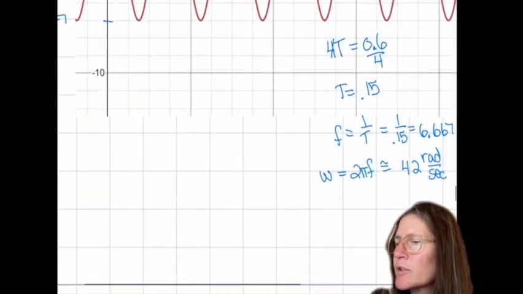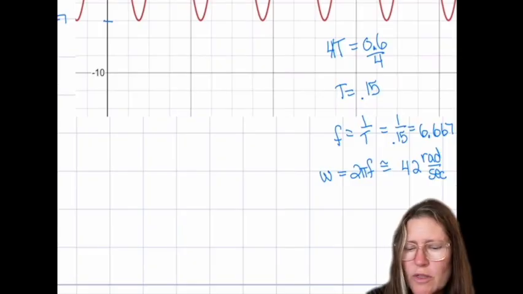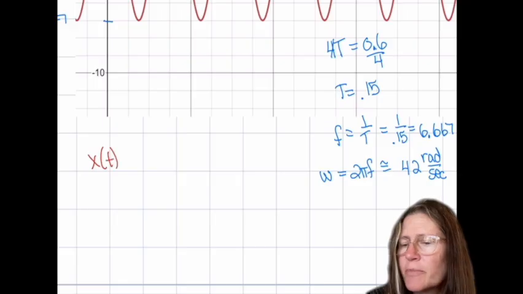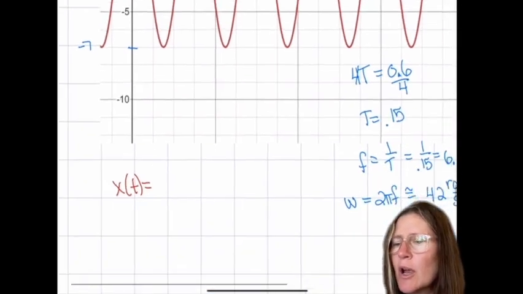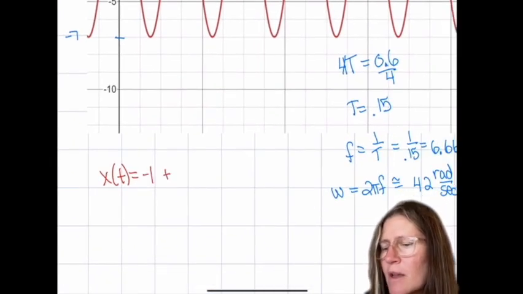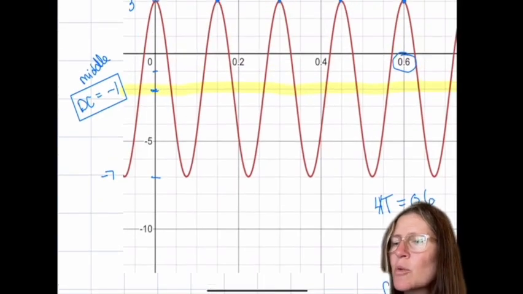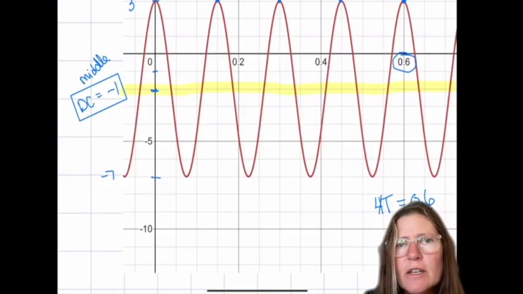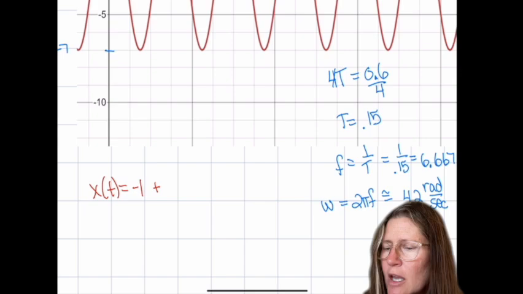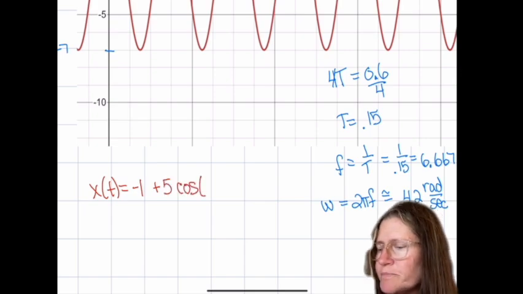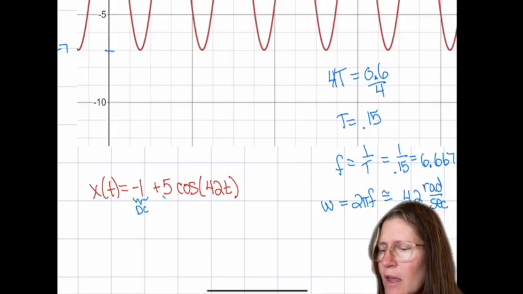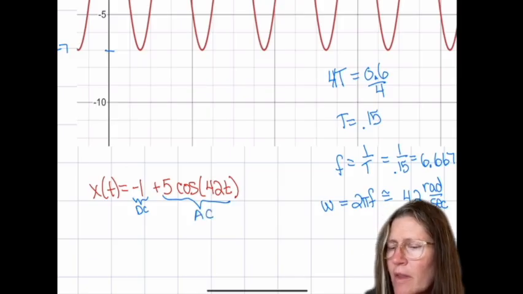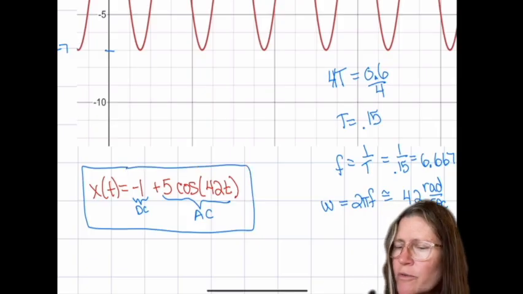Now, writing the full expression, since we don't know what this is, we're just going to write x of t, it's some variable, and then it is centered around a -1, which is your DC, and then it goes from -1, 1, 2, 3, 4, 5, up 5, and down 5. So that's going to be an amplitude of 5 cosine 42t, and this was my DC portion, and this will be my AC, and this is the solution for the sinusoid.